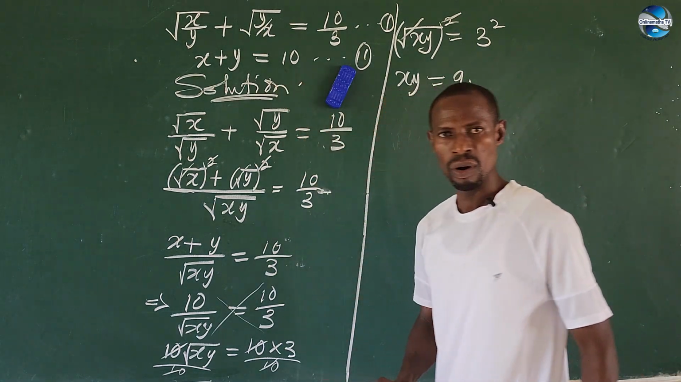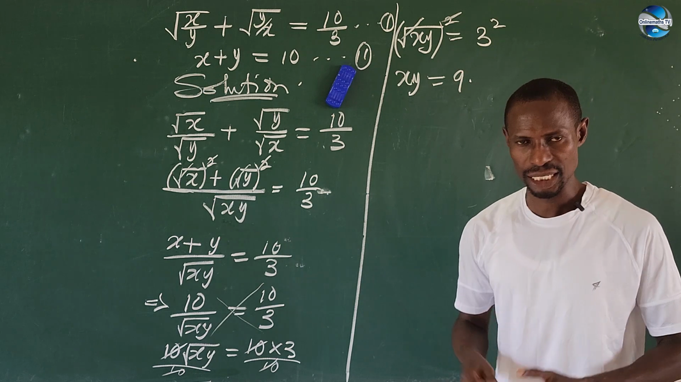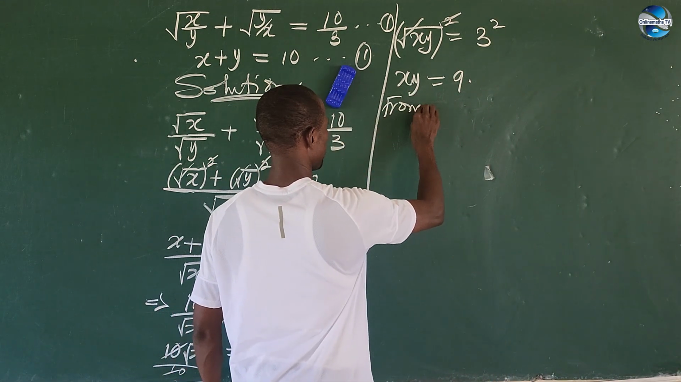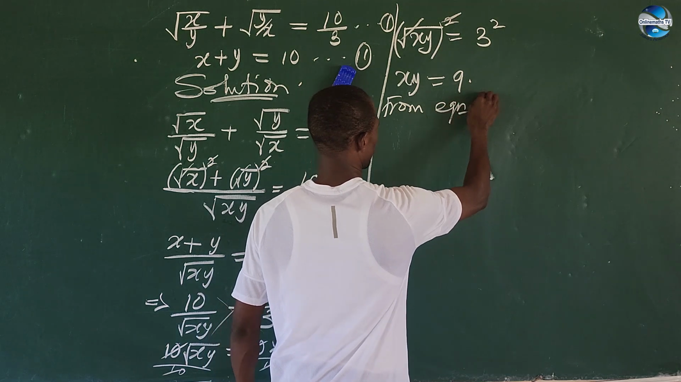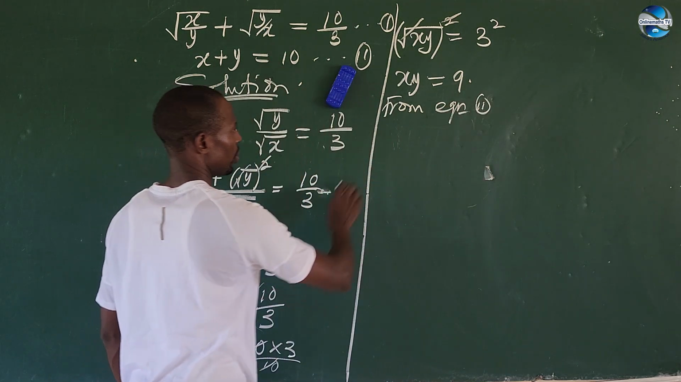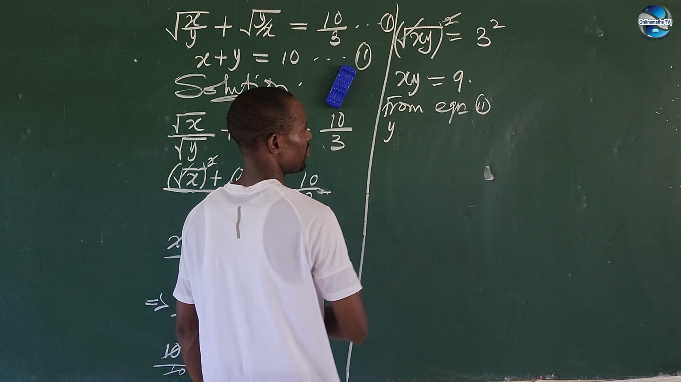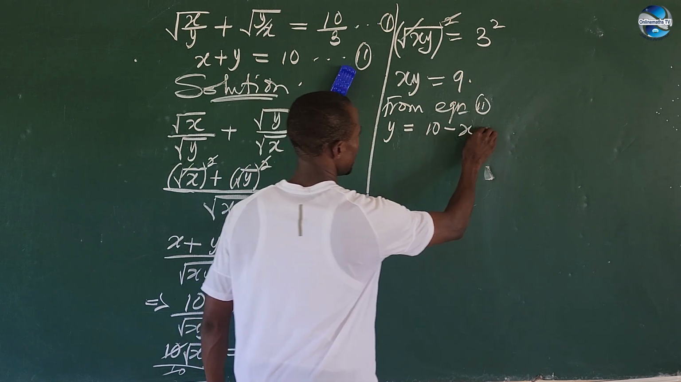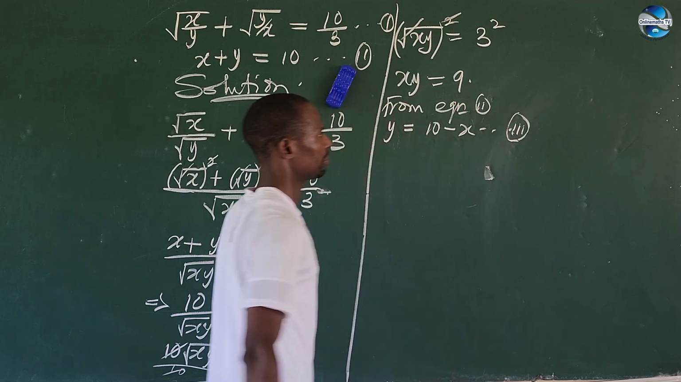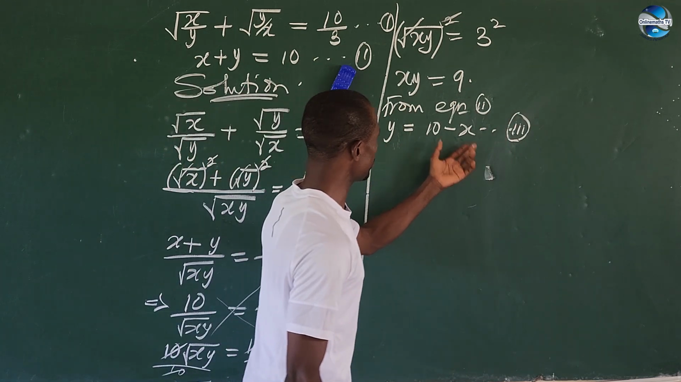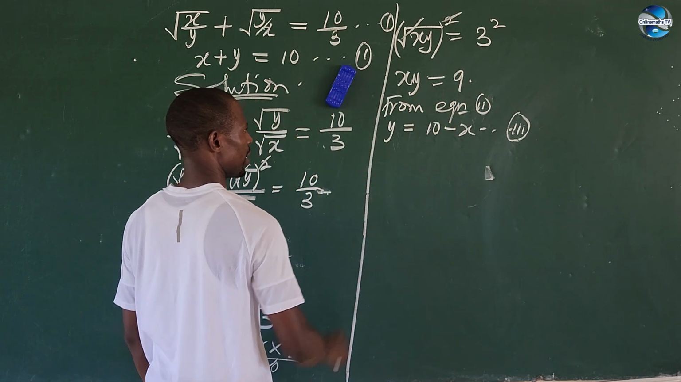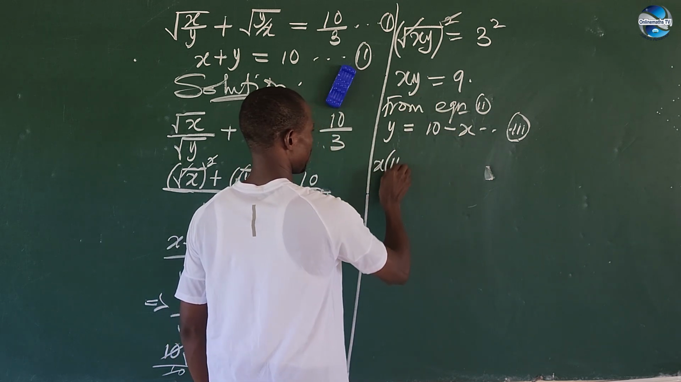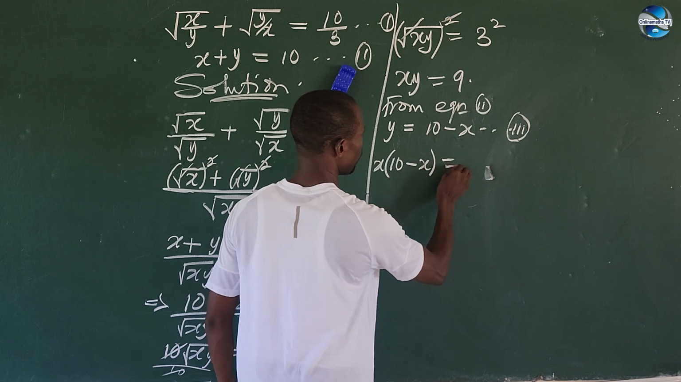From equation 1, we can make x or y the subject of the formula. So let's make y the subject of the formula. From equation 2, rather, we are considering equation 2, we want to make y the subject of the formula: y is equal to 10 minus x. Let's call this equation 3. So let's put equation 3 into this expression we have here. This gives us x times y, which is 10 minus x, equal to 9.